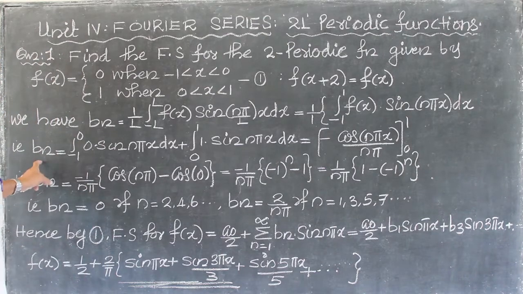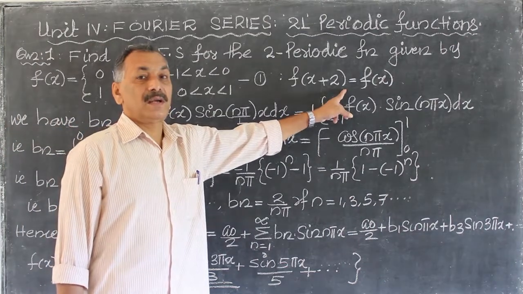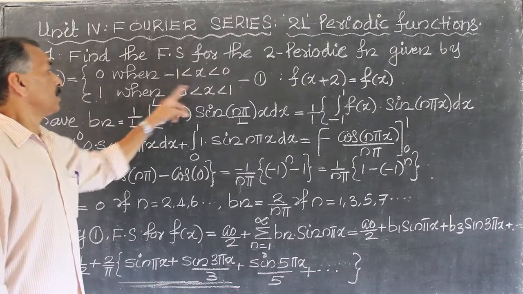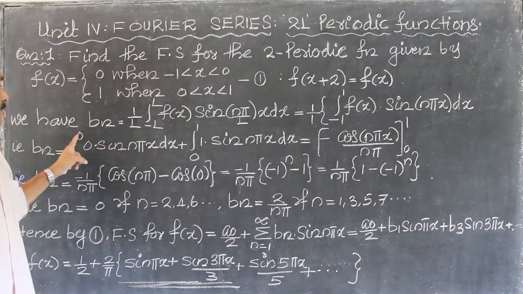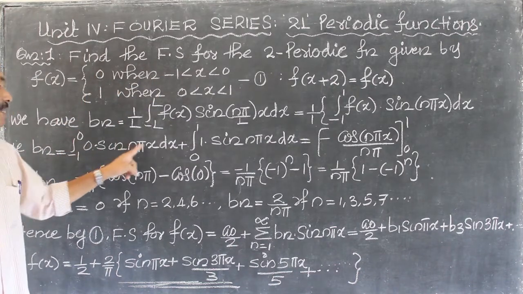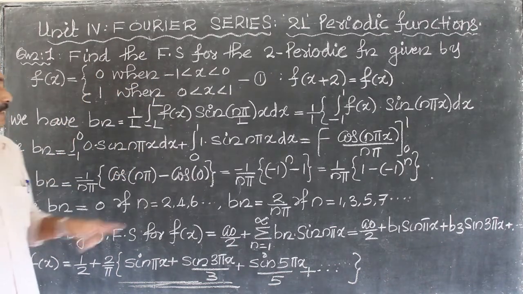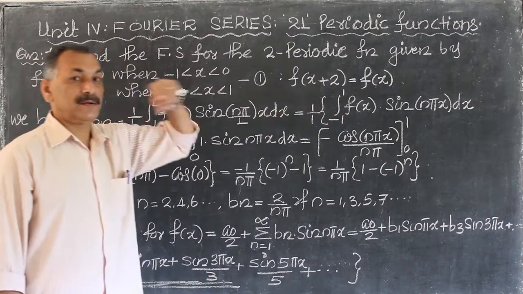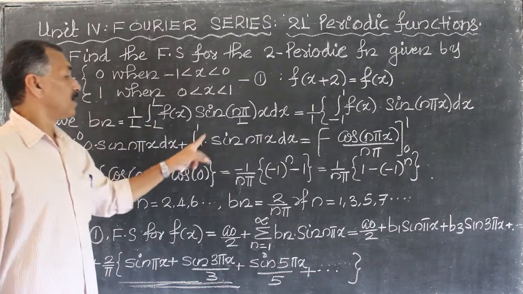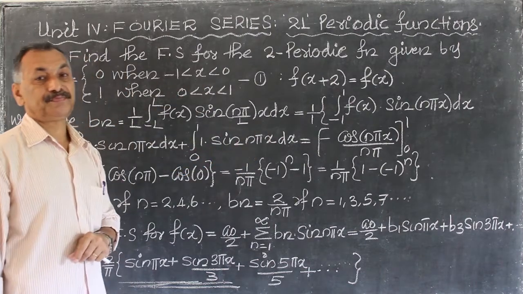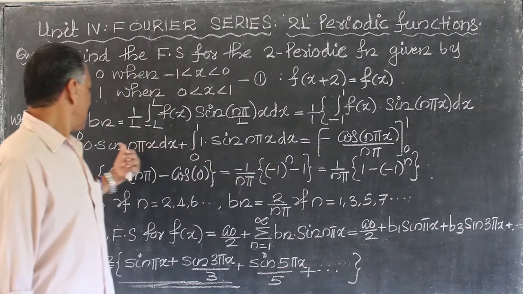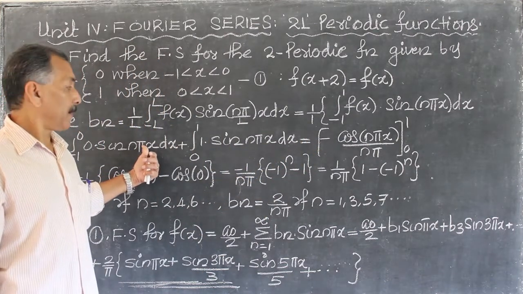This integral is divided as minus 1 to 0 and 0 to 1. That is, integral minus 1 to 0 of f of x. What is f of x in this integral? f of x equals 0, into sin n pi x dx. Plus integral 0 to 1, second value. What is f of x in this integral from 0 to 1? f of x is equal to 1, into sin n pi x dx. In the first integral, 0 into sin means 0.